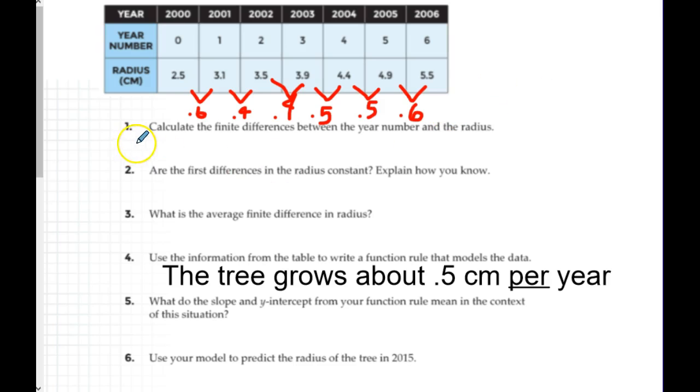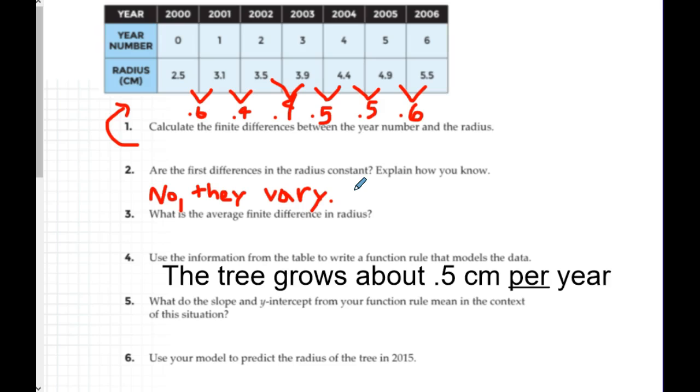Okay, so number 1, we did that. Number 2, are the first differences in the radius constant? Okay, so these differences are not constant, right? So, no. They vary. Now, last period was like, what does that word mean? Miss Marrero, what does vary mean? Am I spelling it right? V-A-R-Y. Yeah, that they're basically different. All right, y'all know what vary means?